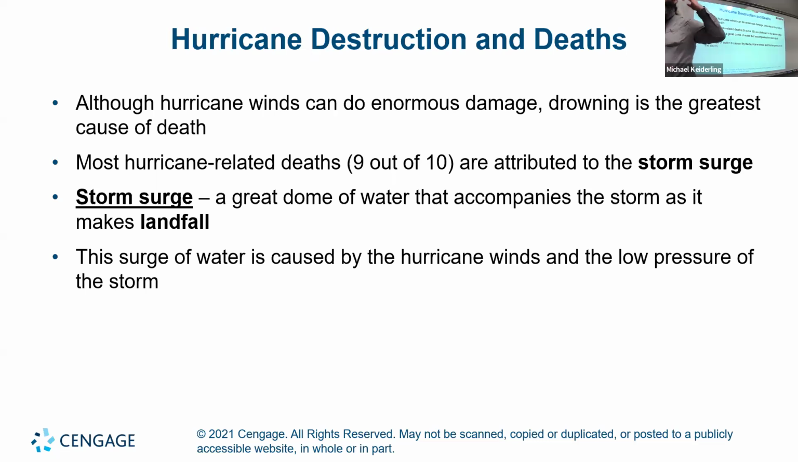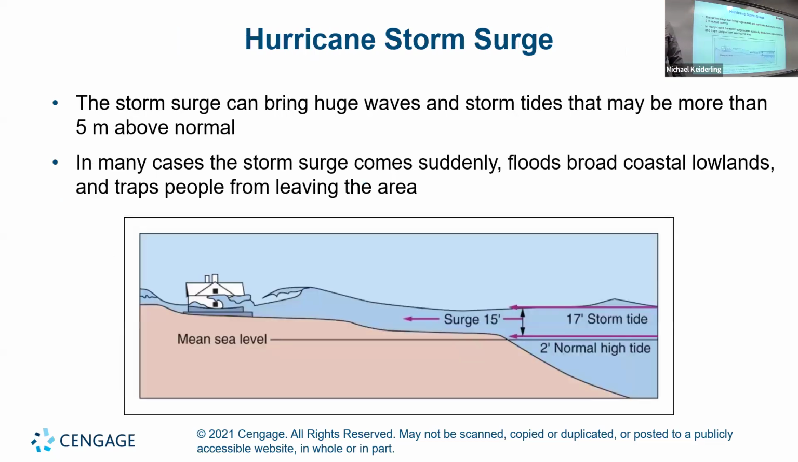And you get this surge of water and massive sudden flooding that is caused by the hurricane winds and the low pressure of the storm. This is incredibly damaging and is the biggest cause of deaths. The storm surge can bring huge waves and storm tide, which can be more than 5 meters above normal. In many cases, the storm surge comes suddenly, floods these broad coastal lowlands, and traps people from leaving the area. And of course, these hurricanes are accompanied with massive amounts of rainfall, so you get horrible flooding from that as well.